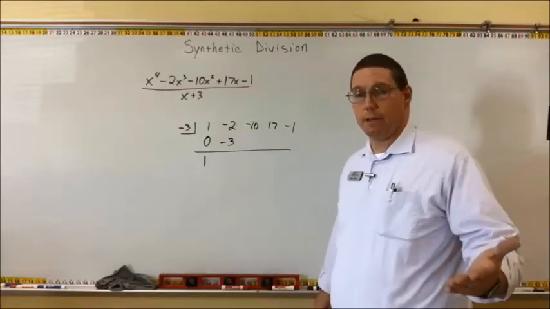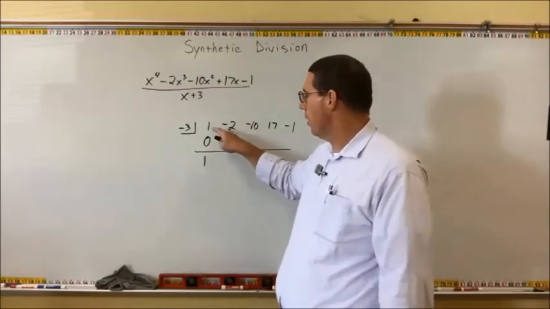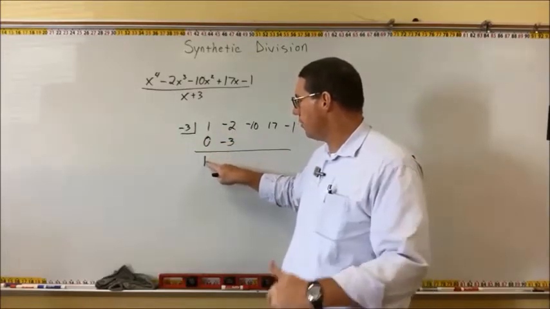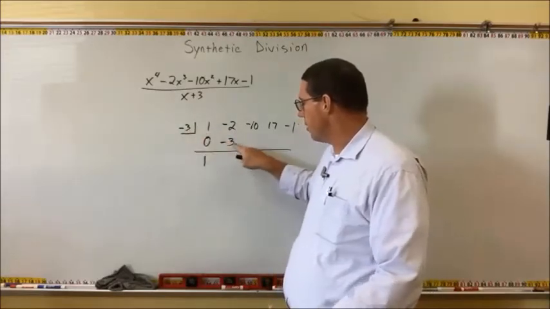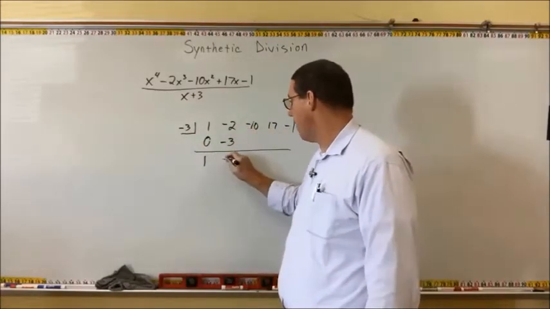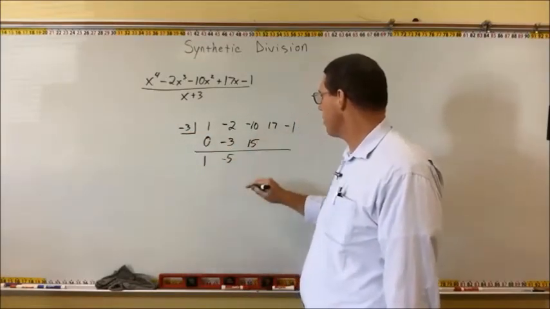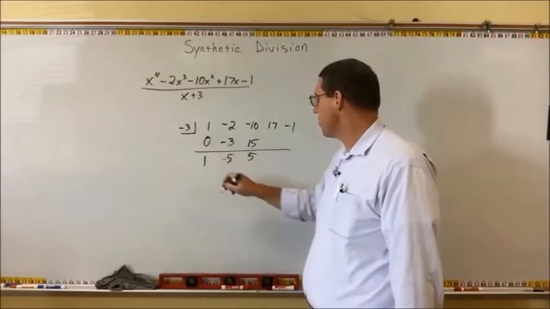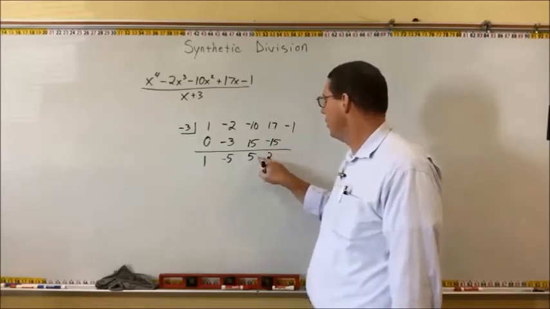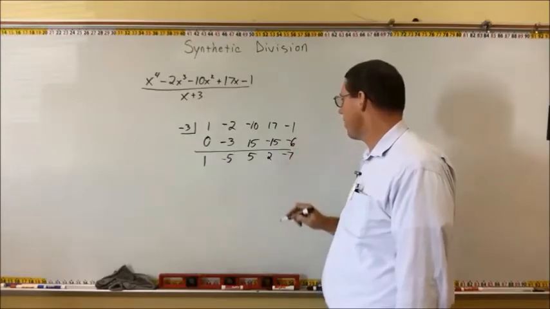By the way, you can use a calculator for this. Okay, so a calculator can make this really easy because the numbers keep getting carried forward. If you key in 1 plus 0, and then enter, you'll get 1. Then hit times negative 3, you'll get negative 3. Then just hit plus negative 2 or minus 2, and you'll get negative 5. Negative 5 times negative 3 is 15. 15 plus negative 10 is 5. 5 times negative 3 is negative 15, plus 17 is 2. 2 times negative 3 is negative 6, plus negative 1 is negative 7.